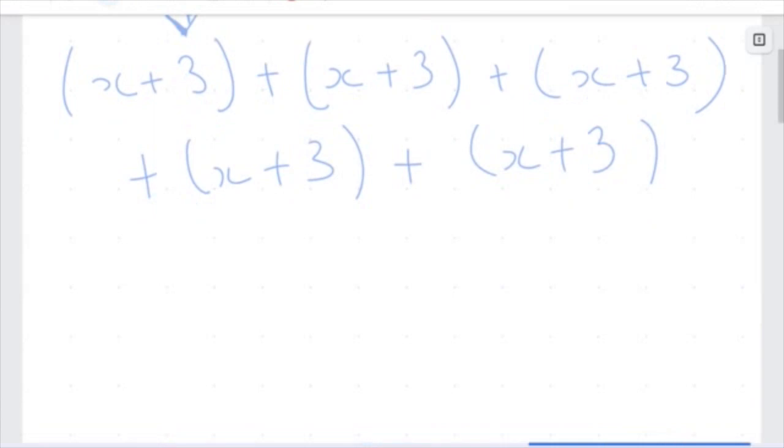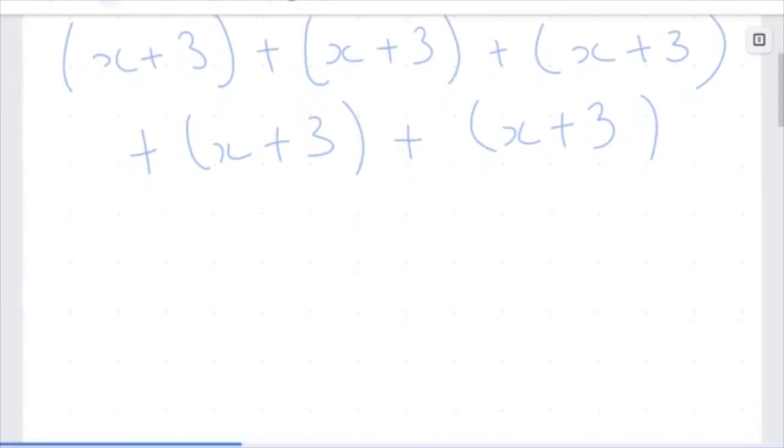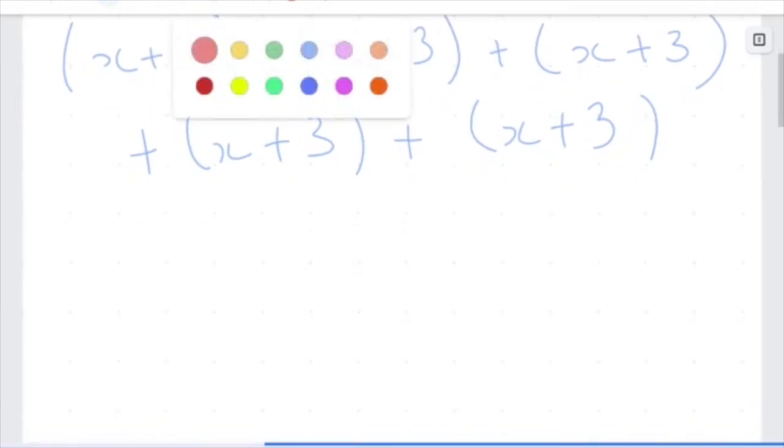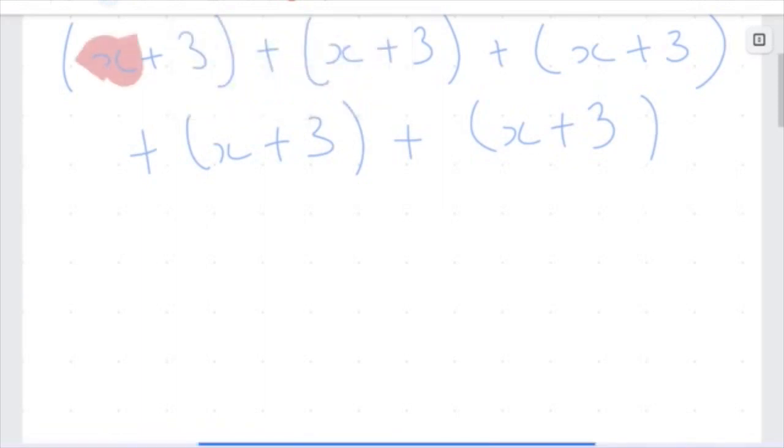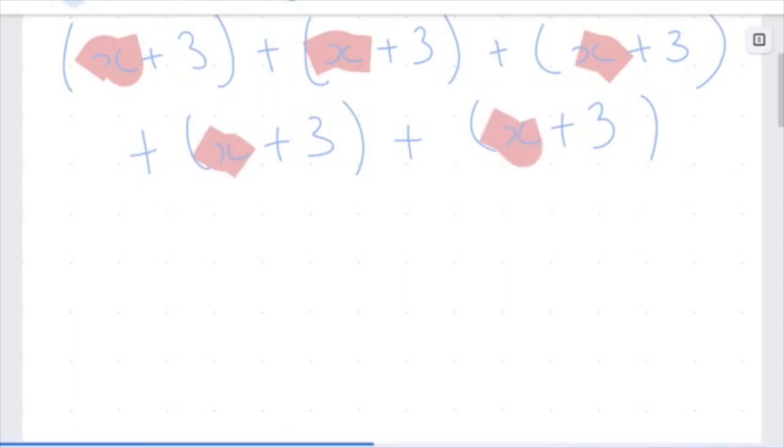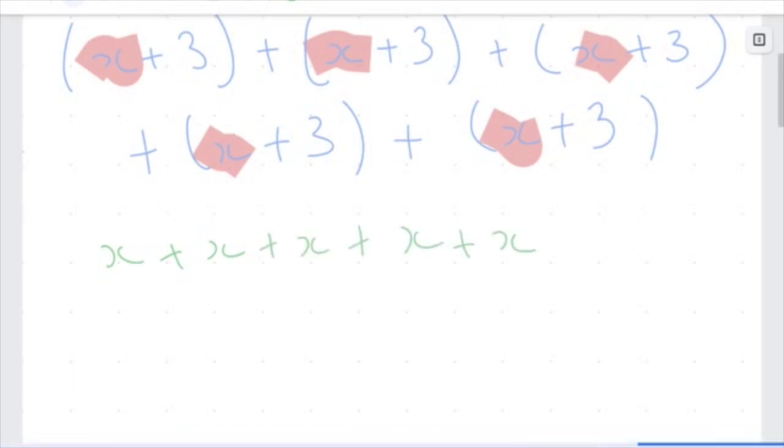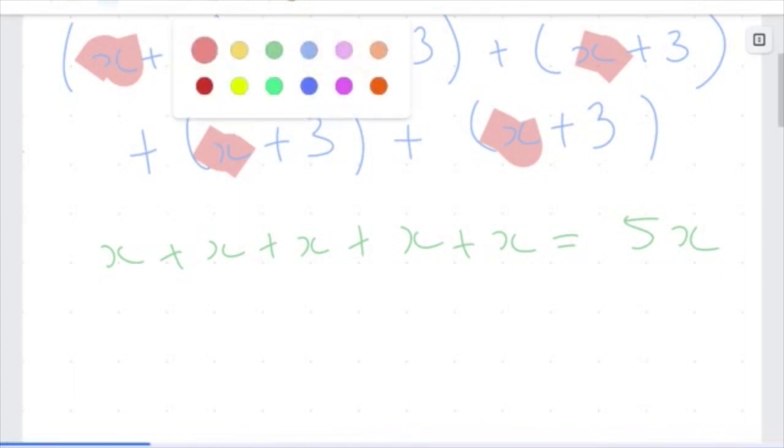Now, what do we have here? Well, we have a couple of like terms. So we have an x here, we have an x here, an x here, an x here, and an x here. So using my algebra knowledge, I know that x plus x plus x plus x plus x equals 5x. I'm just collecting the like terms here. I have 5 lots of x. And I have these 3's as well.